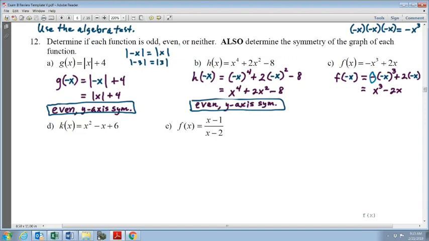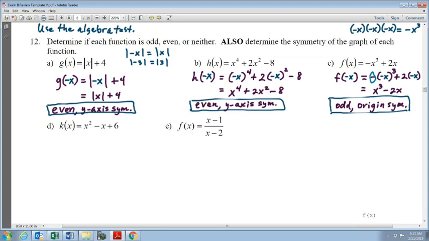And then 2 times a minus x is minus 2x. So notice what happened here. We had a minus x squared, now we have a positive x squared. We had a 2x, now we have a minus 2x. So each of our terms have changed signs. And so this is the case where this is an odd function, and that means we have origin symmetry.